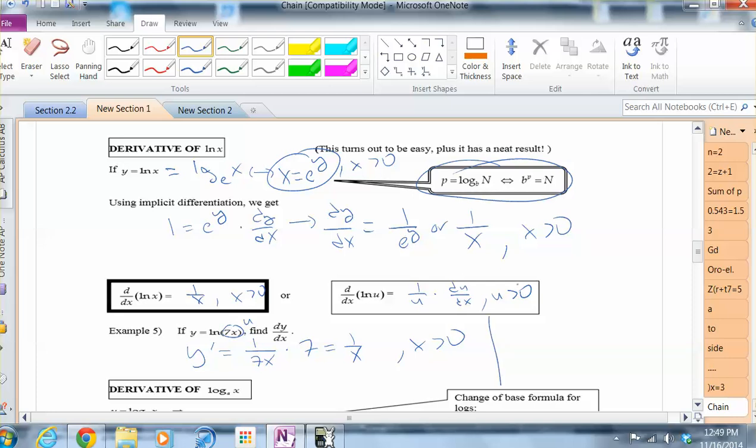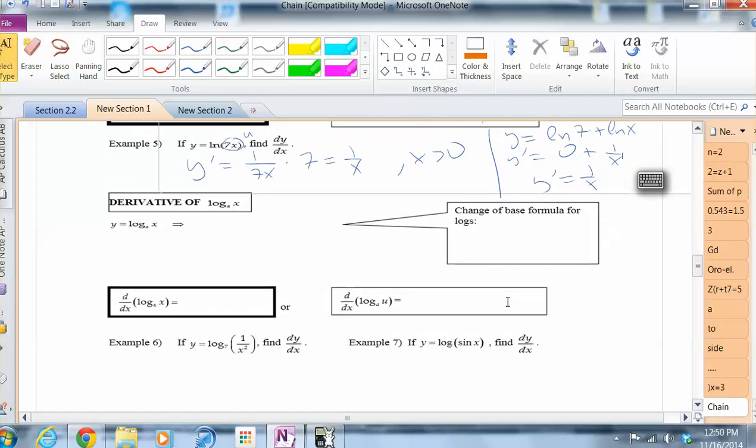Or we could look at it this way. y equals natural log of 7 plus natural log of x using your log properties. Remember, the log of AB is log of A plus log of B, right? That's a log property that we should know. If I took the derivative of that, ln 7 is a constant, that's 0. ln x, now we know, is 1 over x. So you still get the same thing.